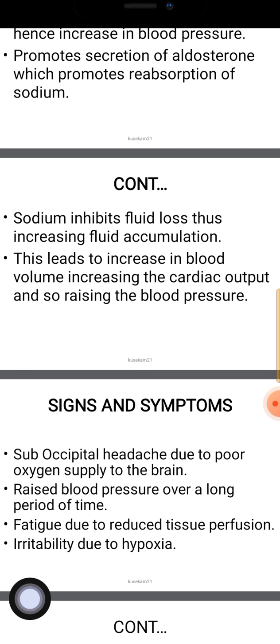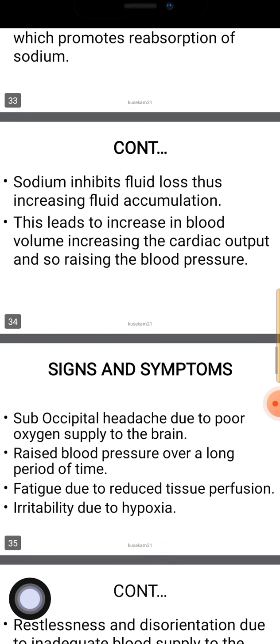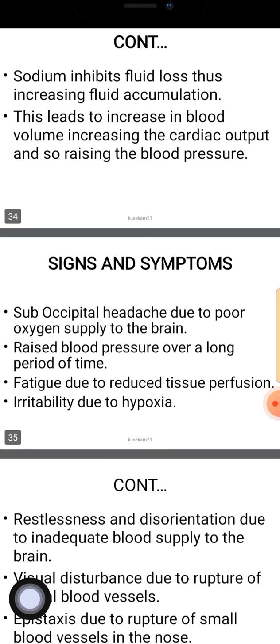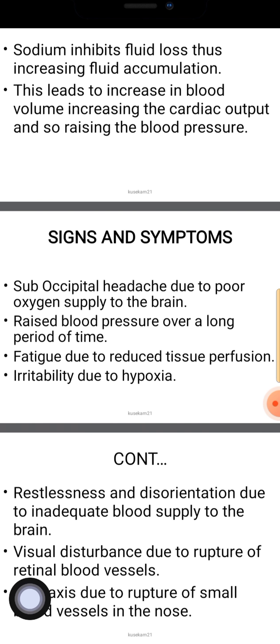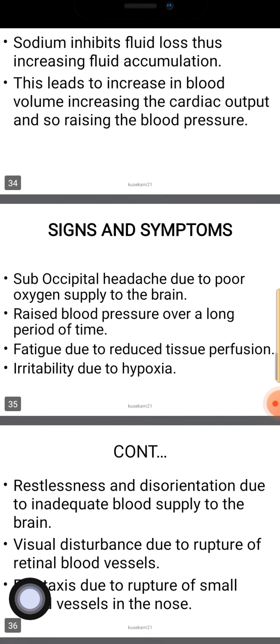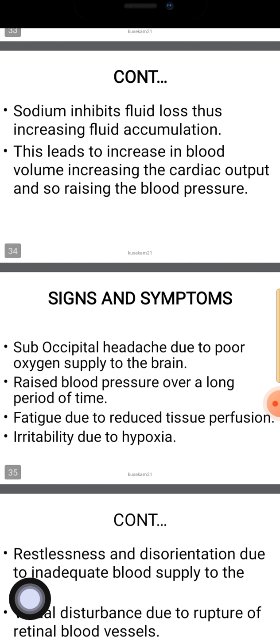So now there is this aldosterone, which will promote the reabsorption of sodium. Then sodium inhibits fluid loss, thus increasing fluid accumulation. This leads to an increase in blood volume, increasing the cardiac output, and so raising the blood pressure. That's what we said in the preamble. The sodium has a tendency of retaining fluids.